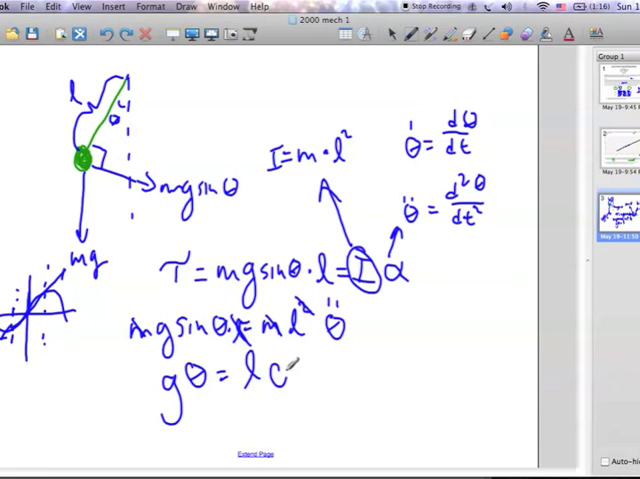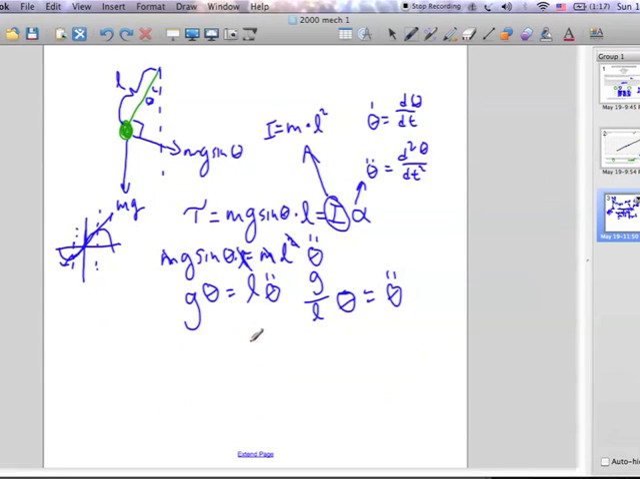So we can rewrite this as g theta equals L theta double prime. And so g over L theta equals theta double prime. This is a relationship we should be familiar with, where the coefficient of theta equals theta double prime. That coefficient is omega squared. So omega squared equals g over L. That should be something you know.